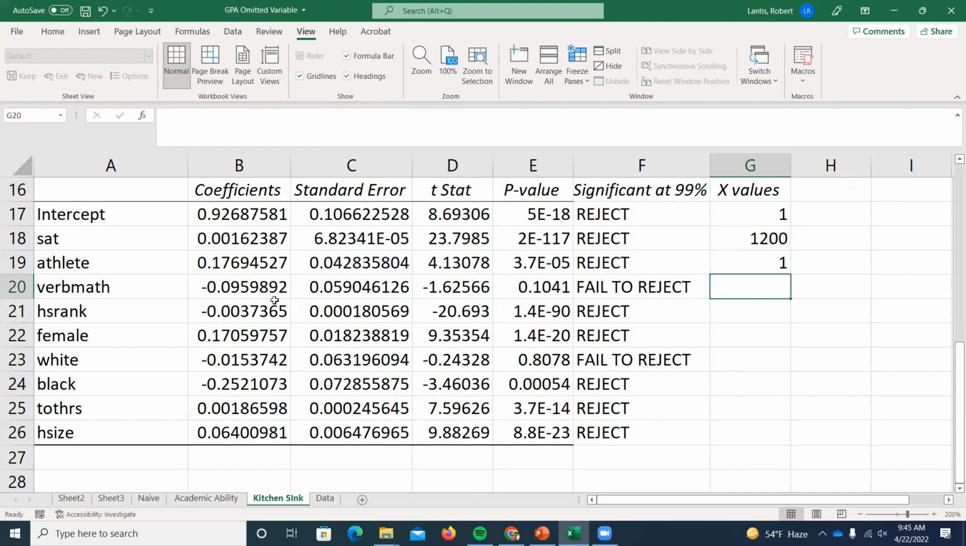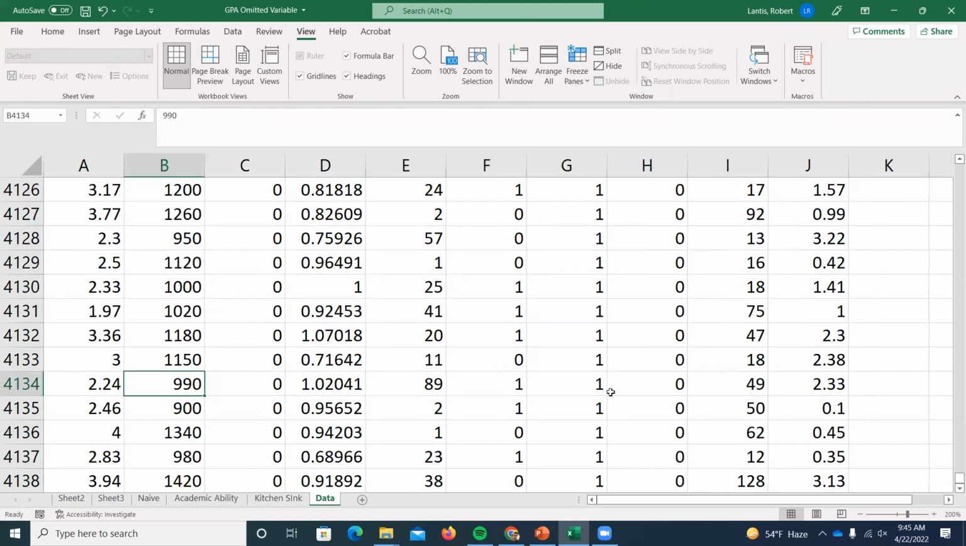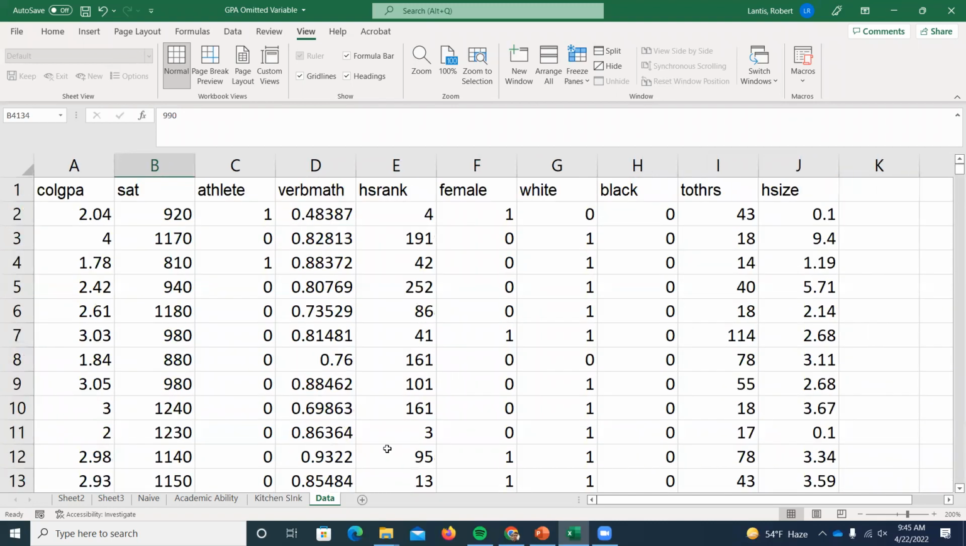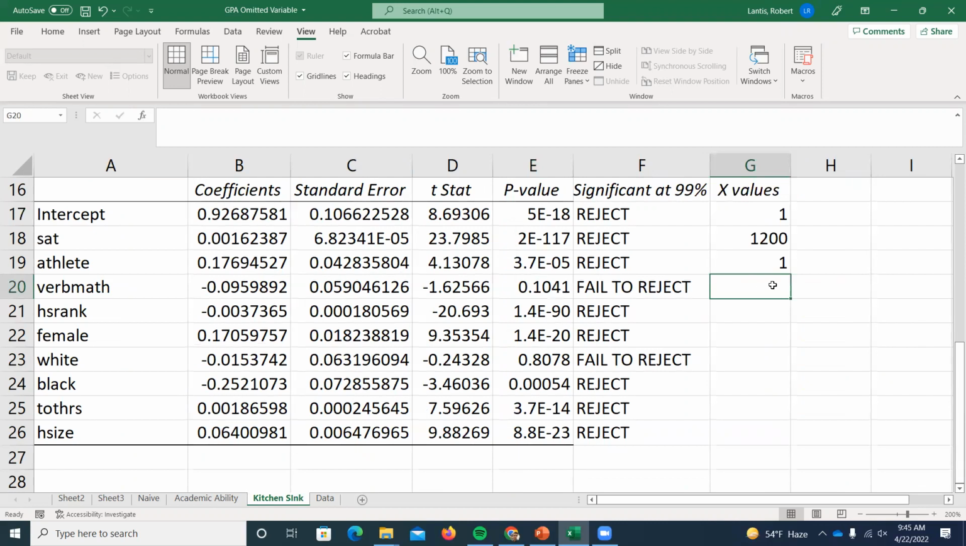Their verbal math score, I believe this ranges from 0 to 1. So let me double check on this. Yeah, it ranges from 0 to 1. So let's say they got an 84 on this verbal math score. Their high school rank, let's say that they were 15th ranked in their high school. Let's say they're not female, they're male. And so this identifier for being female, if the person isn't female, this is just a 0.